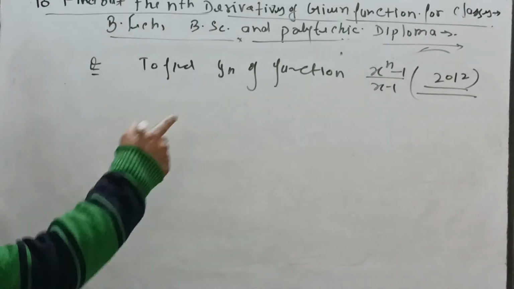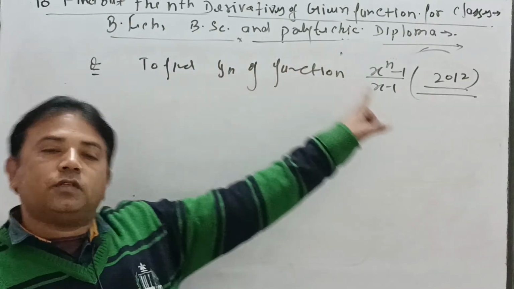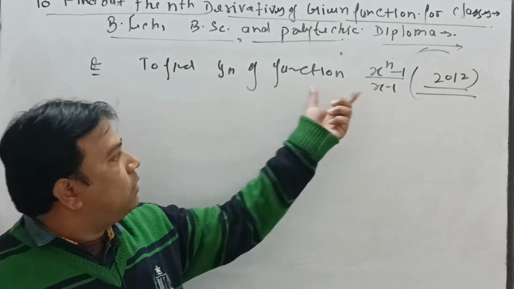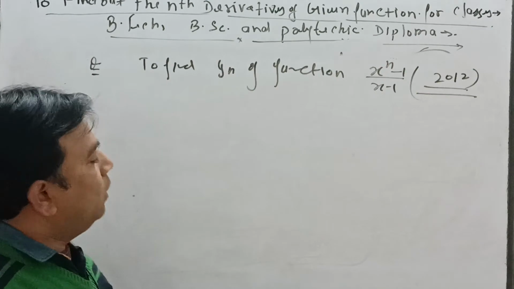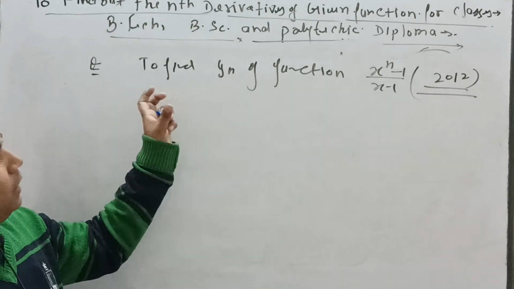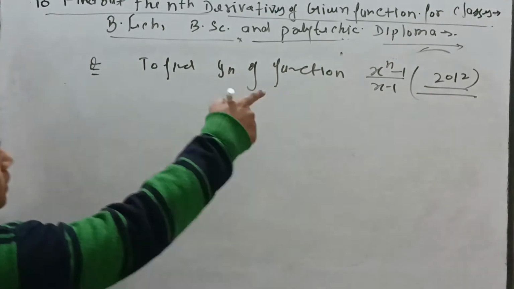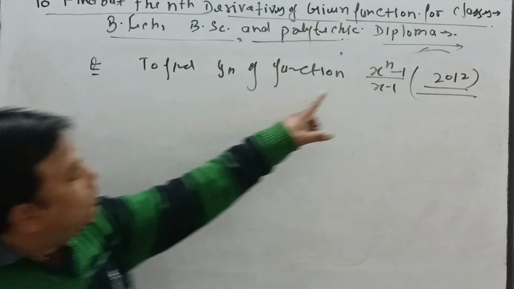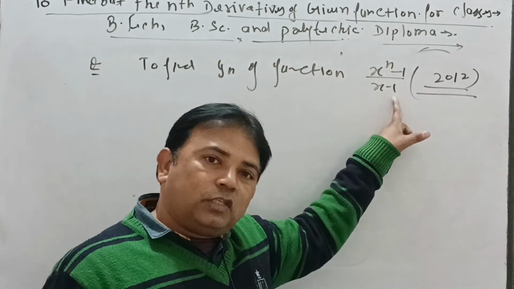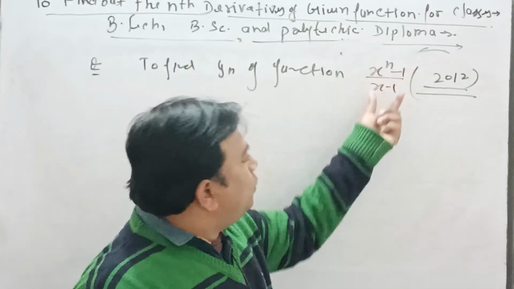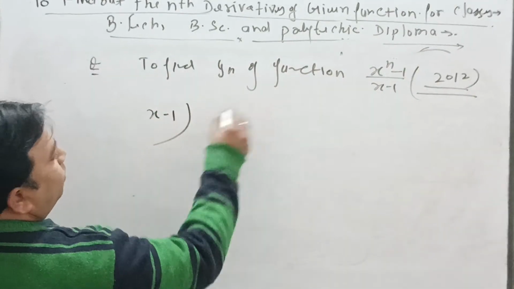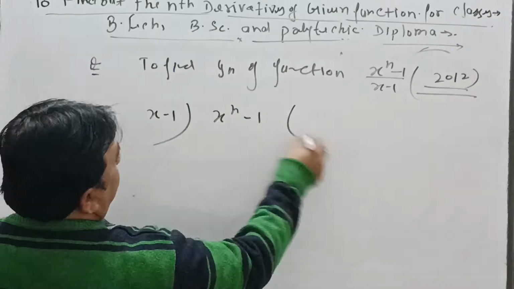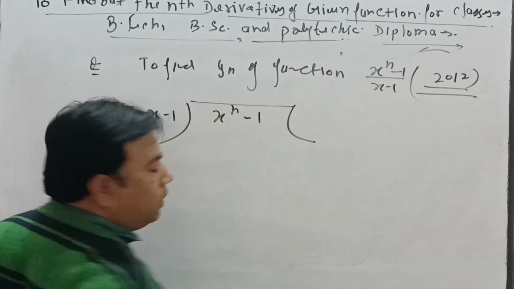So we find the nth derivative of this function. It means that this function is given and you have to find its nth derivative. It is not easy to find the nth derivative directly. Now, x to the power n minus 1 divided by x minus 1. So you divide this function by x minus 1. This is the division process.